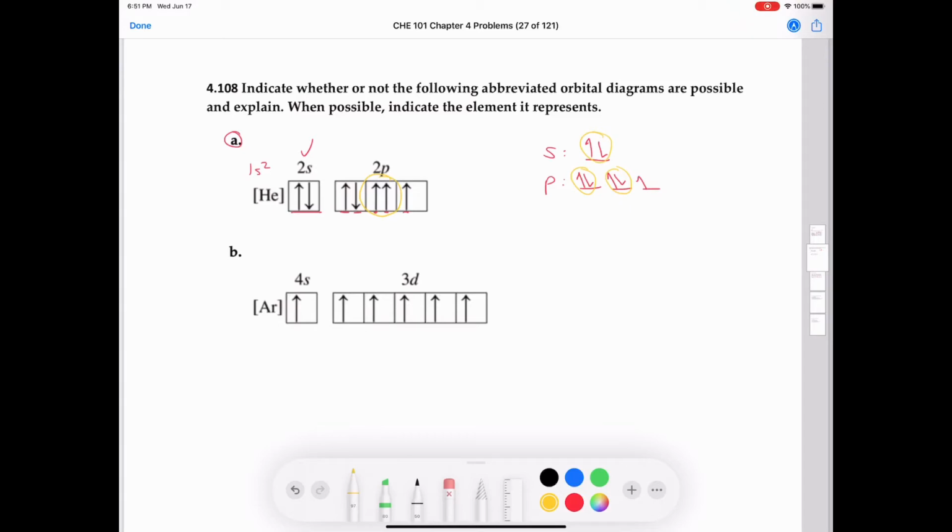If we look at B, you see that we have 4s1 and 3d5. So that means we have a total of 6 valence electrons. And this element comes after argon. So if you count 6 electrons after argon, it goes potassium, calcium, scandium, titanium, vanadium, chromium.